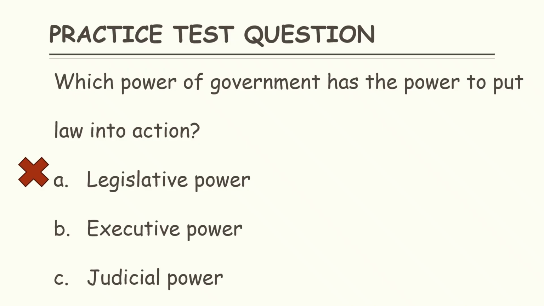We know that the legislative power, or Parliament, has the power to make and change laws, so A is not the correct answer. We know that the judicial power has the power to make judgments on law, so C is not the correct answer. The executive power has the power to put law into action through government agencies, so B is the correct answer to this question.